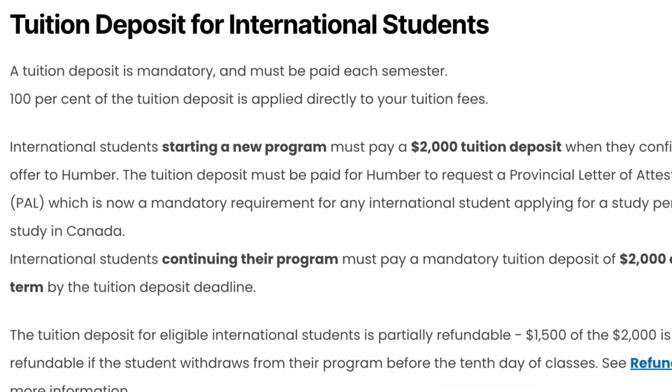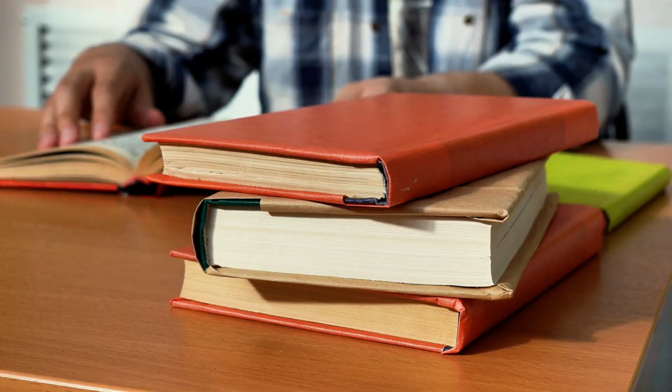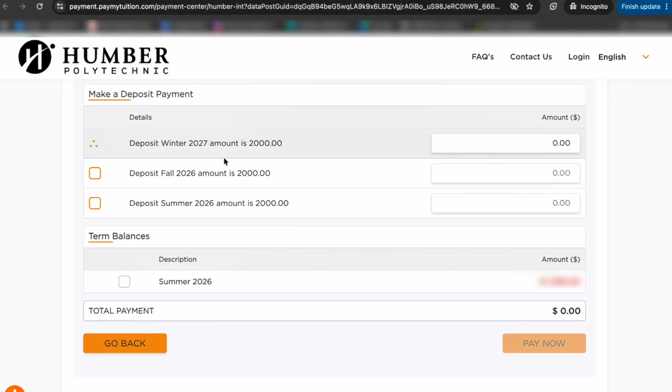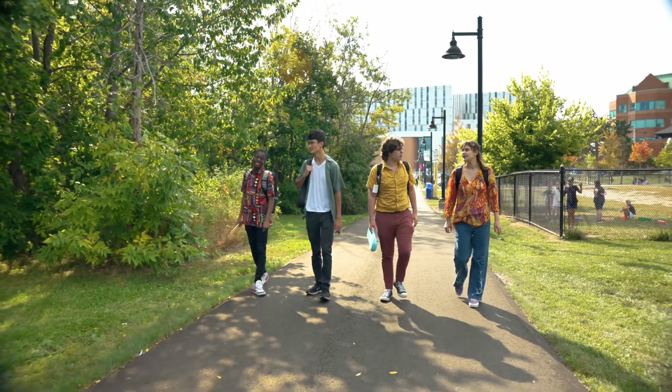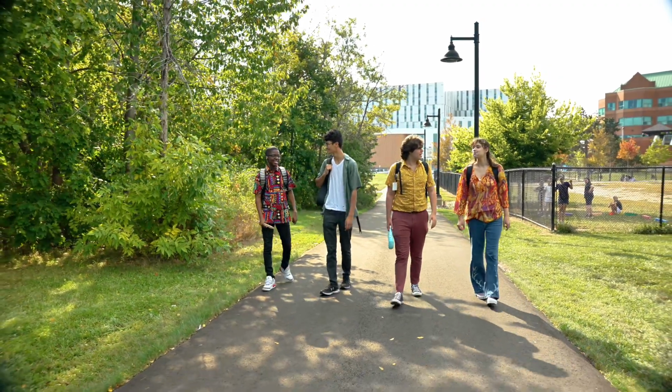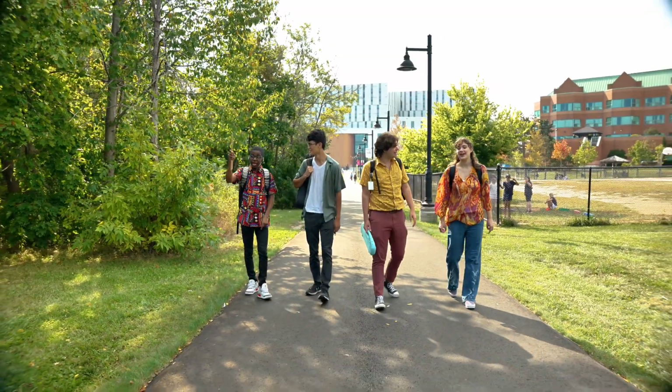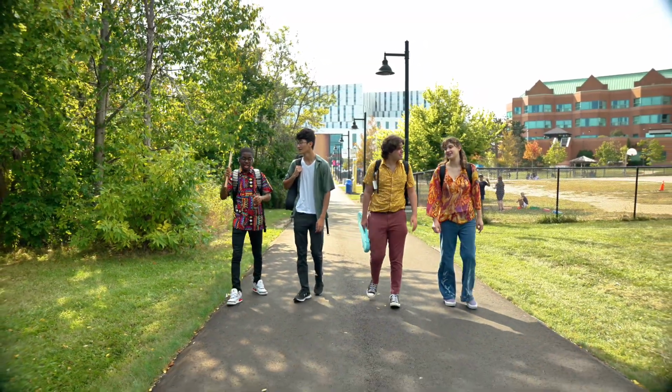This payment is also required before Humber can request your provincial attestation letter, which is mandatory for most study permit applications. When making your payment, select your term and enter $2,000 as your tuition deposit, where the amount displayed is $0. International students are generally required to pay this deposit before registering for courses or beginning the PAL process. Always confirm the required amount shown on your student account.